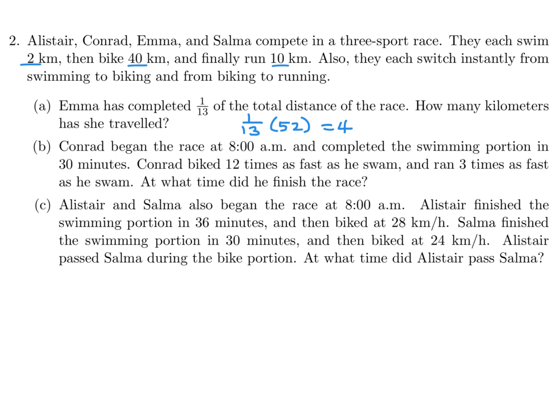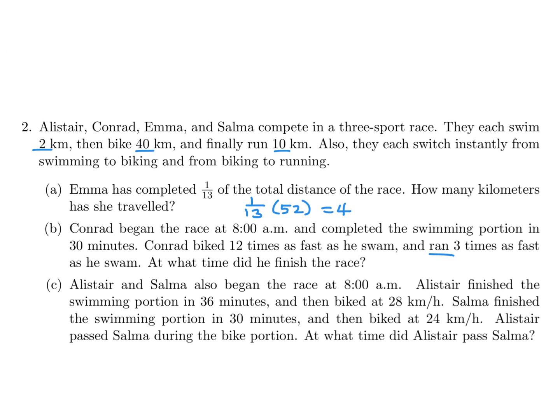Conrad began the race at 8 a.m. and completed the swim portion in 30 minutes. Conrad biked 12 times as fast as he swam, and ran 3 times as fast as he swam. What time did he finish? At 8 a.m. plus 30 minutes, so 8:30 is when he finishes the swim.